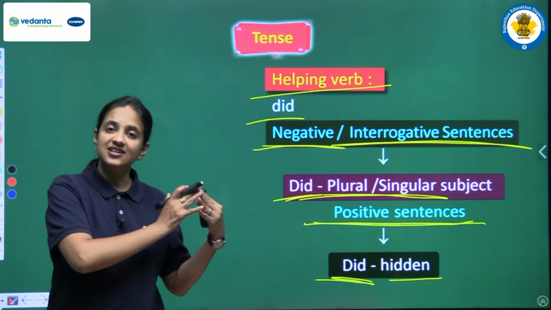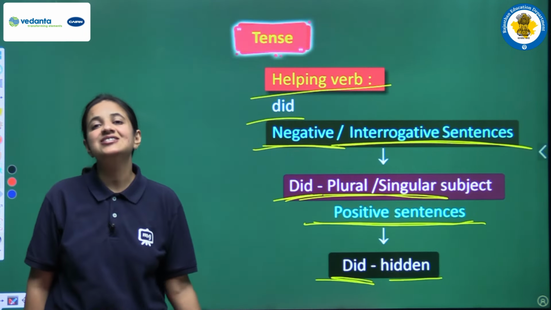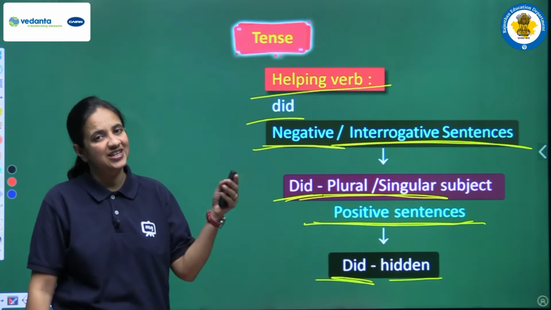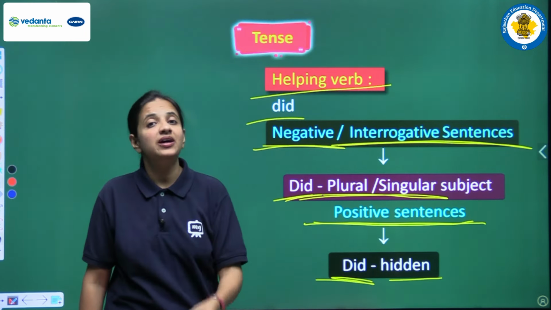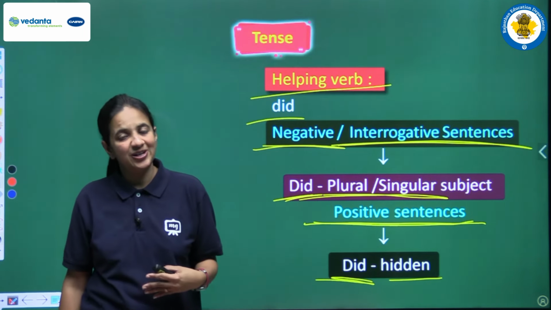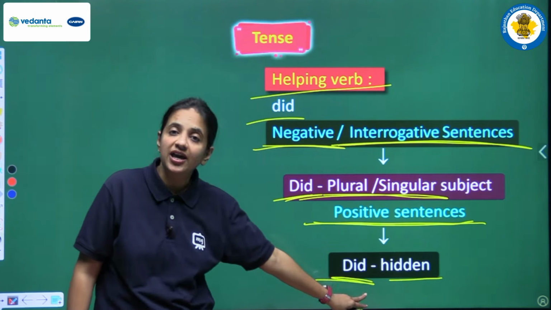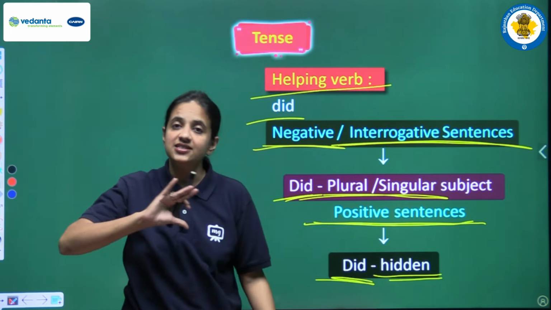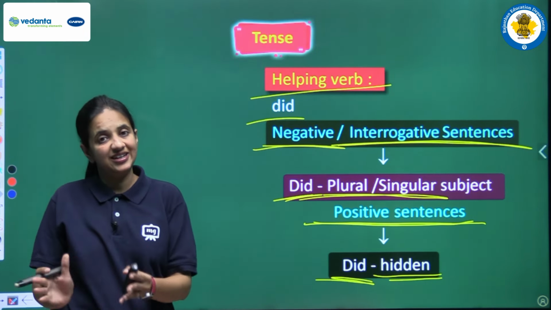So the same case is here in past simple tense, that if we are having a negative or interrogative sentence, then in that condition we have to use did, and we are having only one helping verb. So yes, did will come for plural subjects and for singular subjects as well. But if the sentence is a positive one, neither negative nor interrogative, a simple statement sentence, then in that condition we won't use did. Why? Because did, our helping verb, would be hidden. In the sentence we won't see did, we won't write did. Okay, it would be hidden, right?